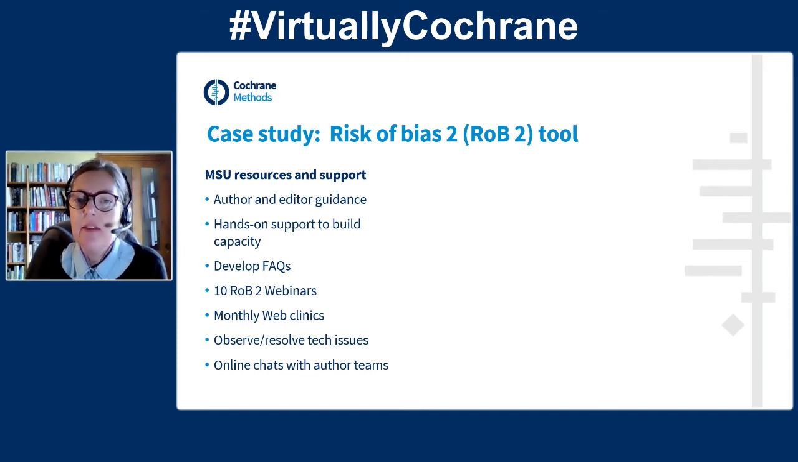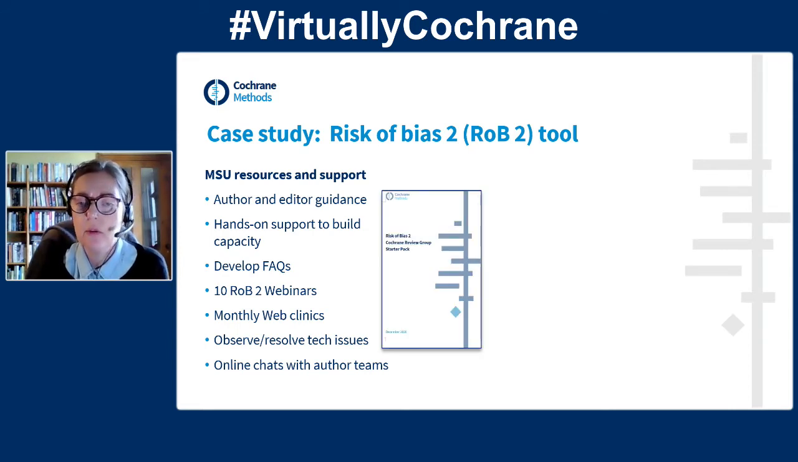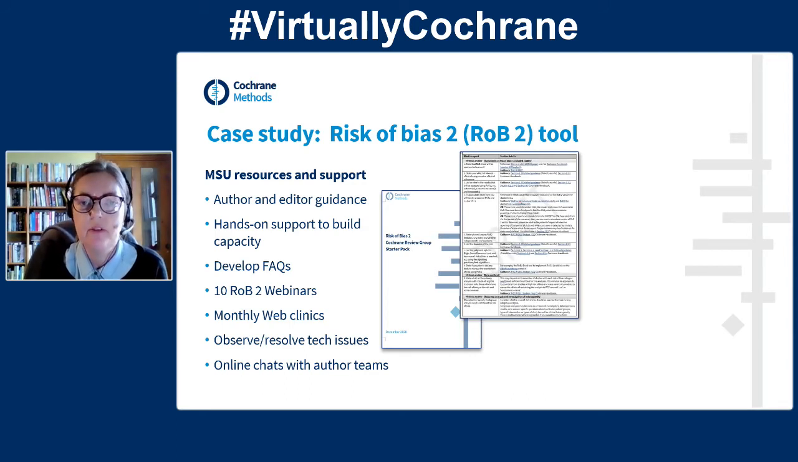as I said. And the MSU started off by developing a starter pack for both authors and editors to explain the issues with ROB2. And this starter pack was, I think, first created over a year ago now and has evolved. There have been lots of iterations with feedback from authors and editors.